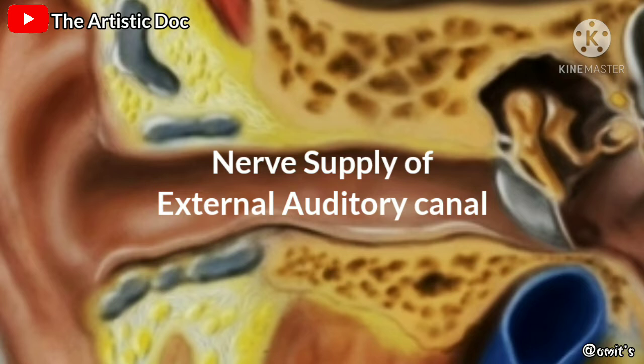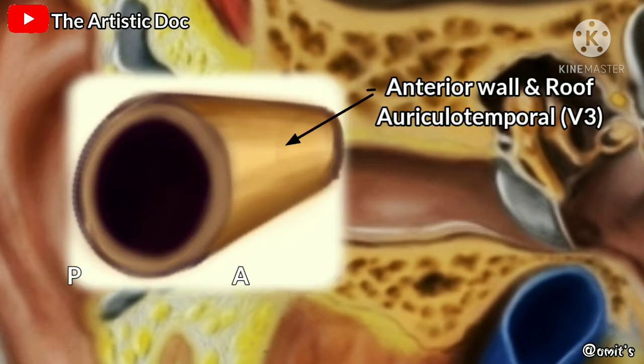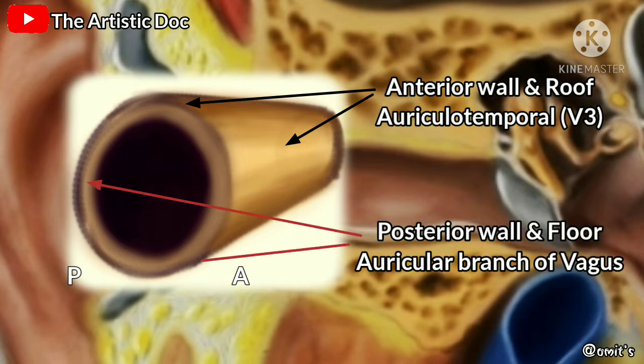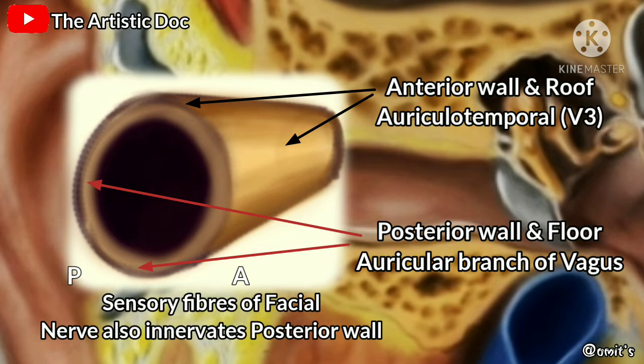Let's discuss the nerve supply. The anterior wall and the roof are supplied by the auriculotemporal nerve. The posterior wall and the floor are supplied by the auricular branch of the vagus. And the posterior wall also receives sensory fibers of the facial nerve through the auricular branch of the vagus nerve.